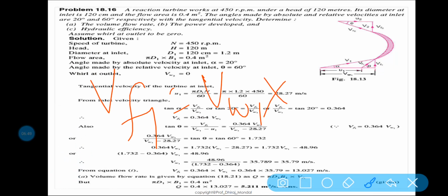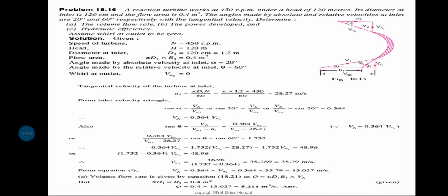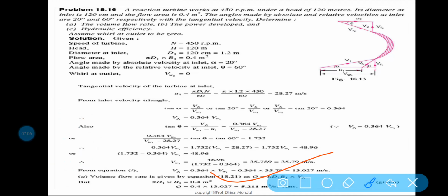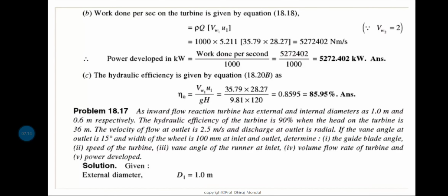VW1 into tan alpha, isn't it? So ultimately VF1 is equal to 13.027 meter per second. So put the value, you will be getting the answer. So discharge is equal to pi d1 b1 VF1. So ultimately your answer is equal to 5.211 meter cube per second. I hope this problem is clear. Now let us discuss the next problem.